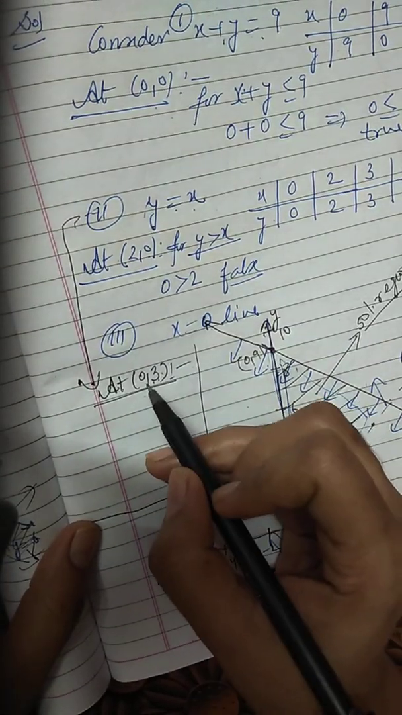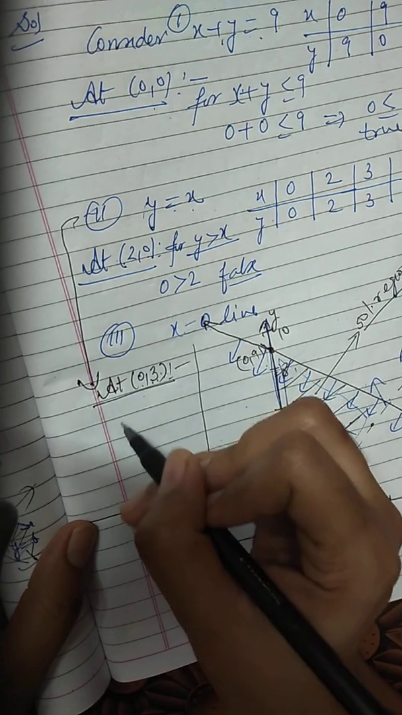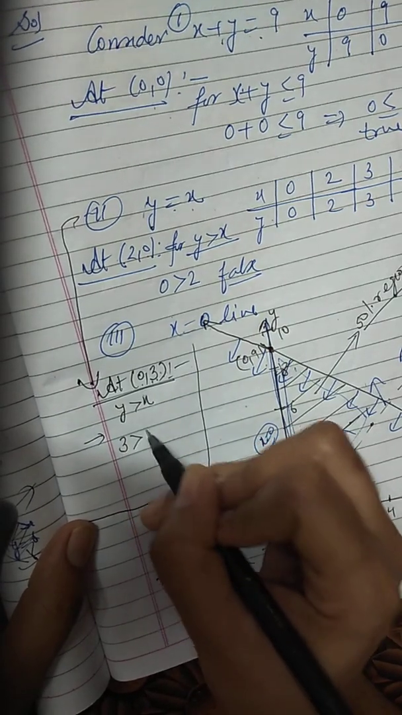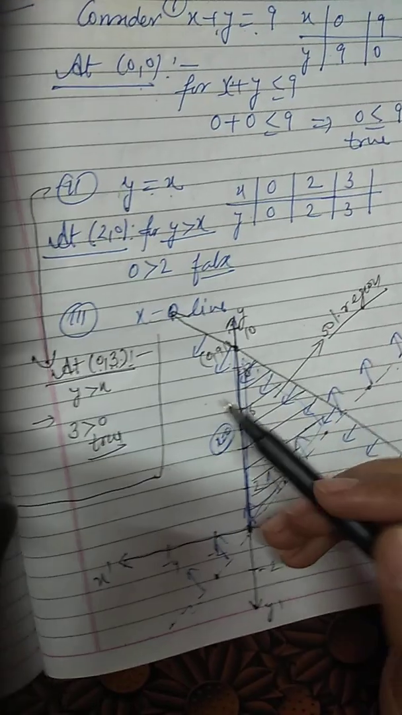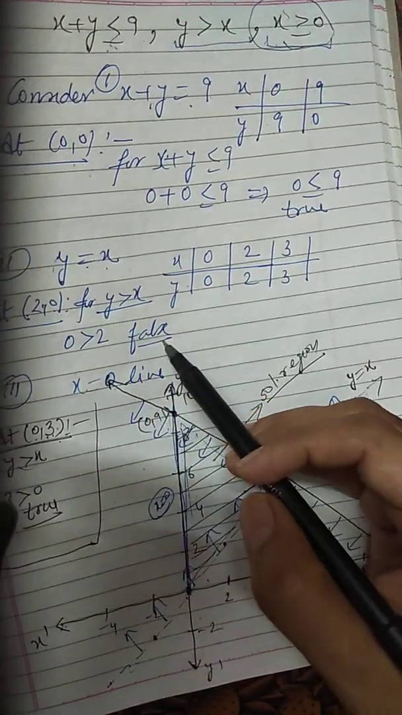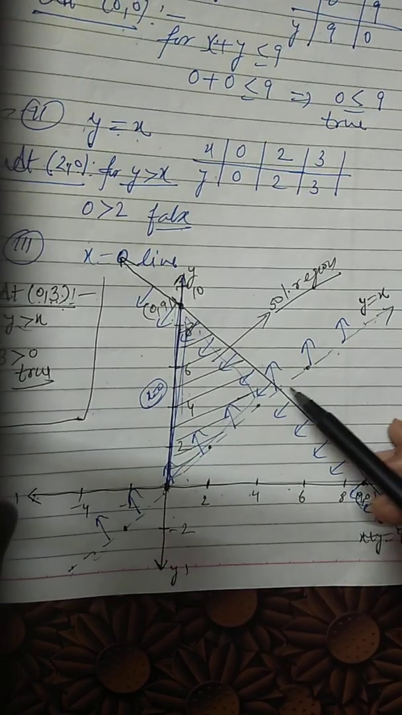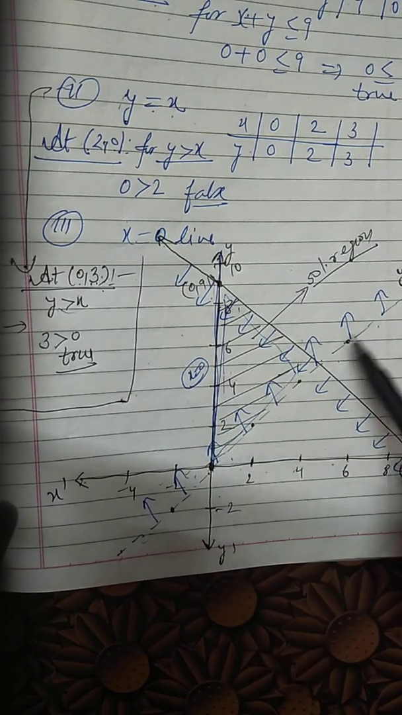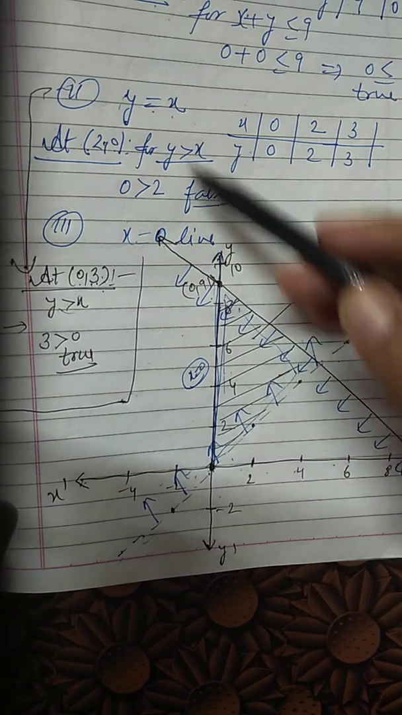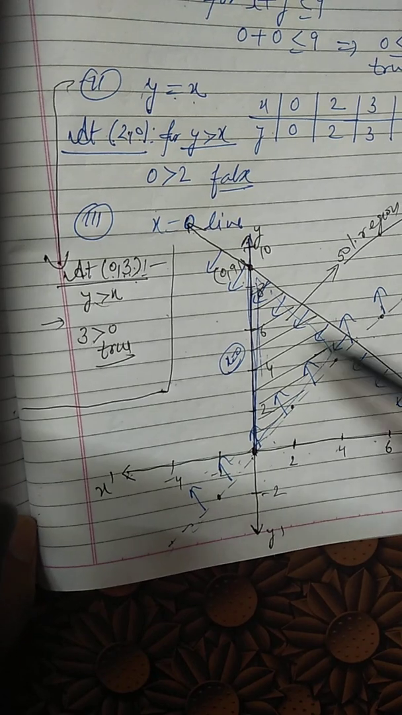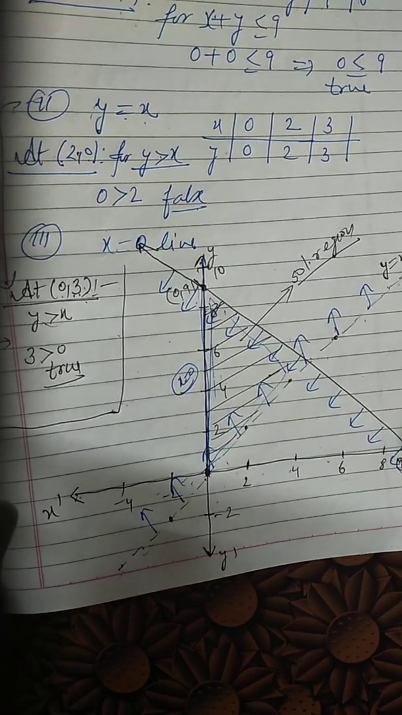Let us see what will happen. 0 is the value of x, 3 is the value of y, and the inequality is y greater than x. Let us substitute. So we will get 3 greater than 0, which is true. That means the solution region for this inequality will be towards the y-axis, above the line y equals to x. So anyhow you can check, it will come 100% clear, and the region which is common is our triangular region.